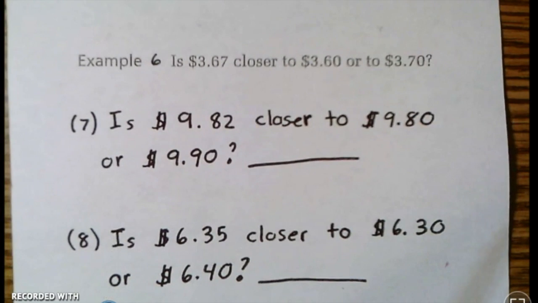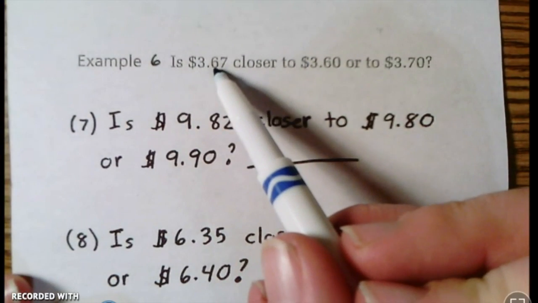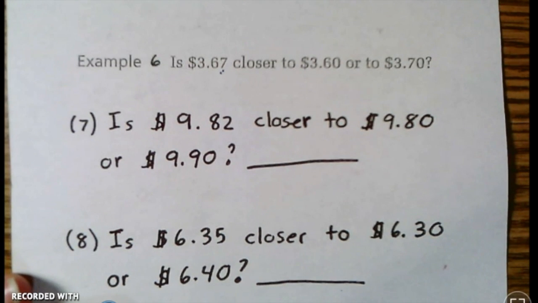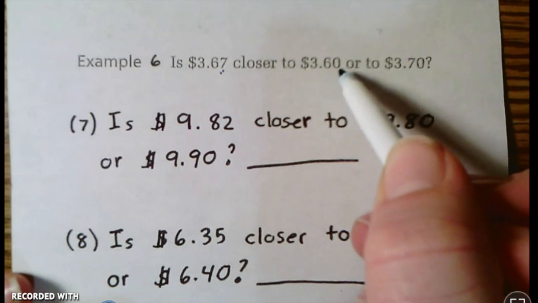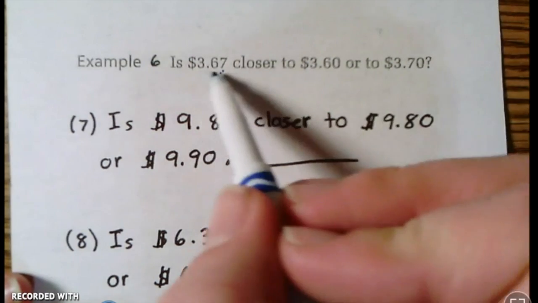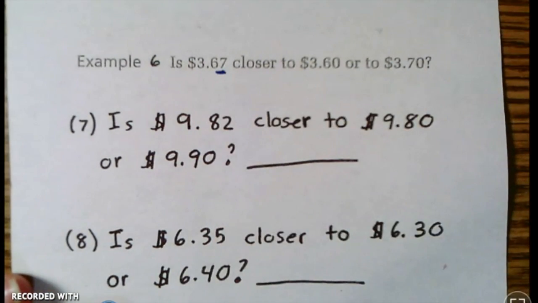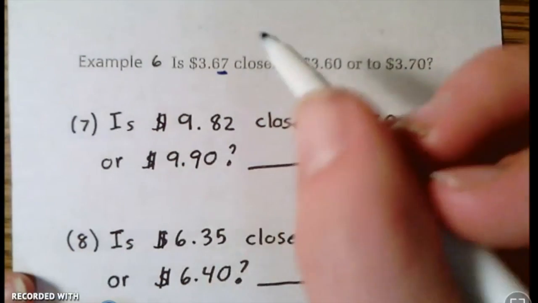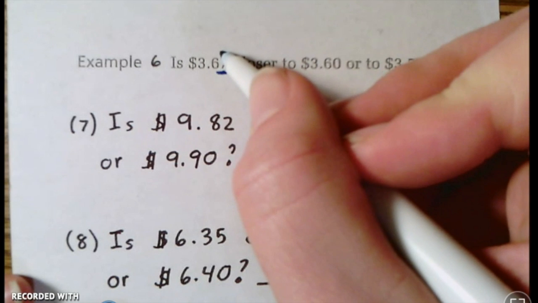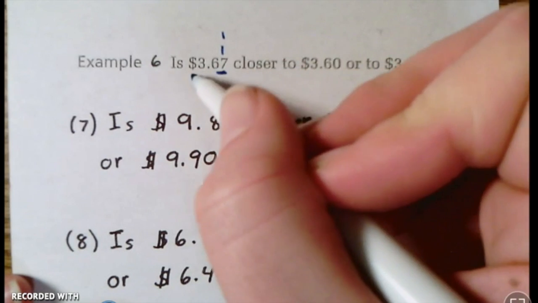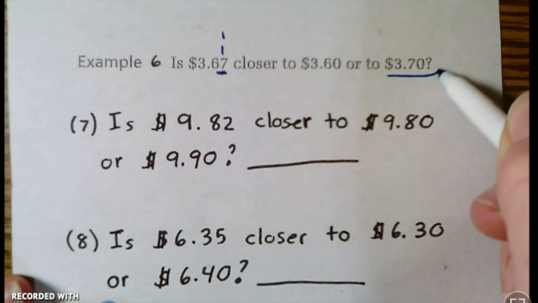Example number 6. Is $3.67 closer to $3.60 or $3.70? So what I'm going to do for that is I see that I rounded my last number, my hundredths spot. So I'm going to look right here at the 7. Is 7 5 or bigger? Good, it is. So because it's bigger, this 7 is going to round up to 10. And we're going to add that 1 to the 6, and so it is closer to $3.70.